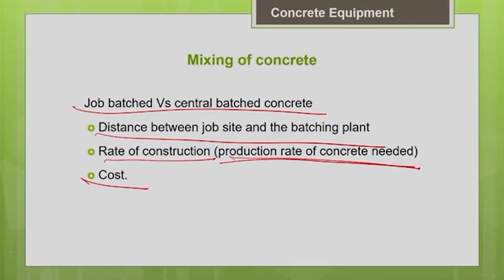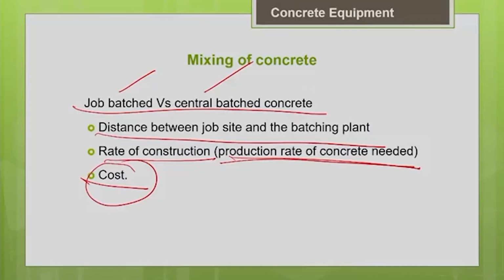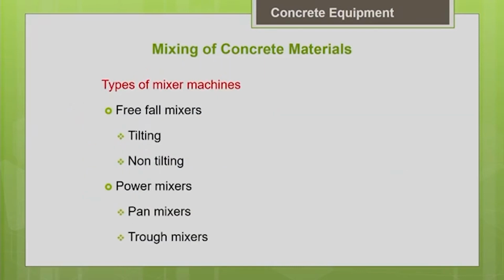Then on cost basis, obviously when compared to job batch, the central batch concrete is going to be costlier. It is manufactured in the factory under strict quality control. So the quality of concrete is also good when you get it from the factory central batching plant, and at the same time it is going to be costlier when compared to the job batched concrete. So the economy, your project budget, will also decide whether to go for job batched or central batched. Based on all these factors, we have to make a decision whether to go for job batched or central batched concrete.